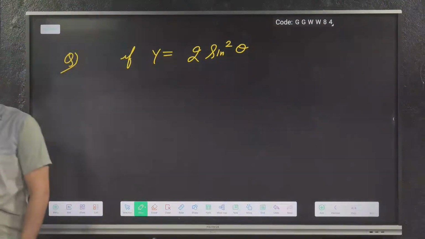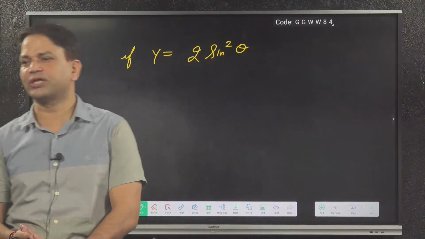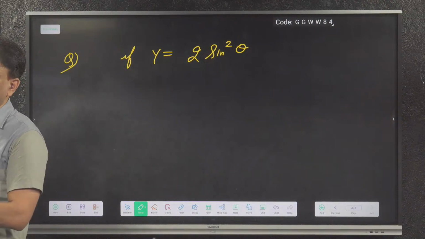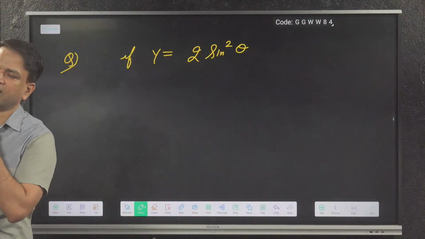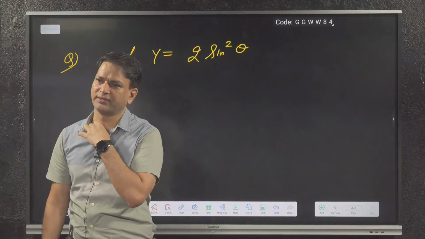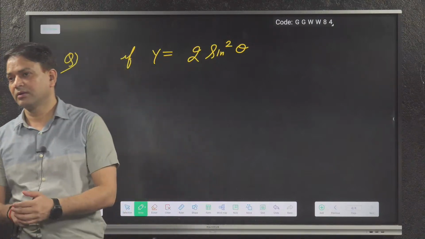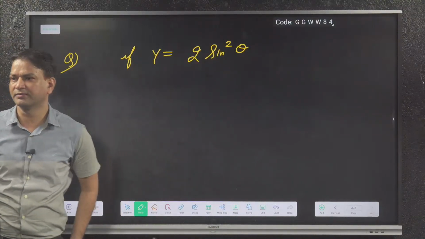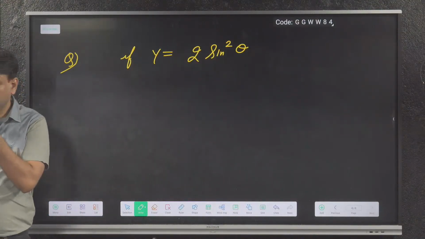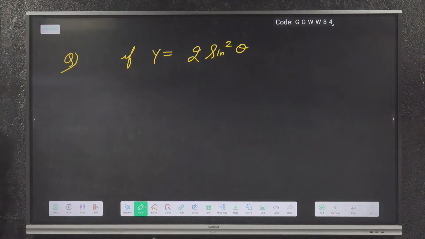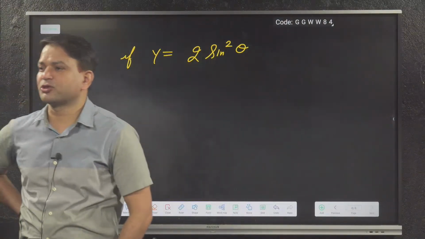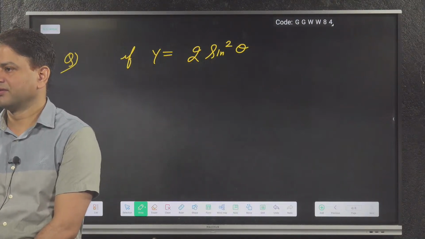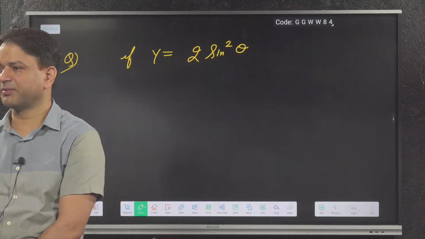If I gave y is equal to 2 sine square theta, what is the maximum and minimum value of y? Okay, maximum is 2, minimum is -2. Okay, one answer. Next.